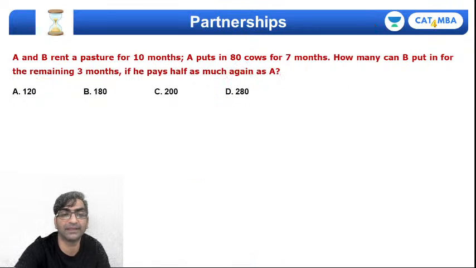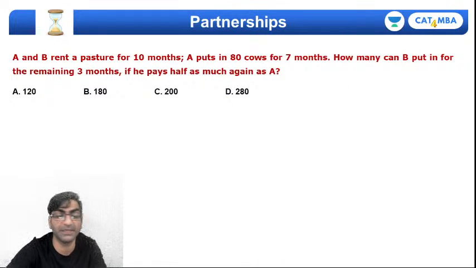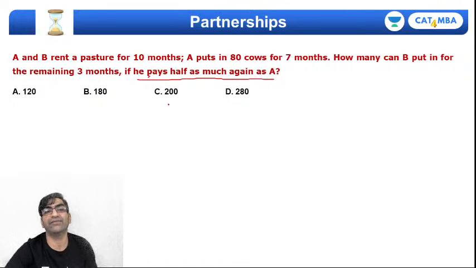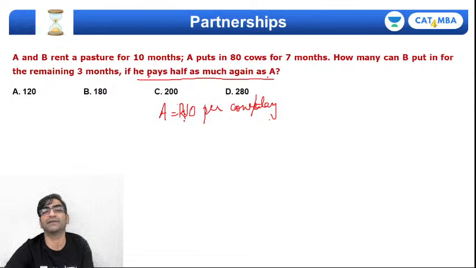Okay, I think the meaning of this statement must be different, right? He pays half as much again as A. What does that mean? It means every day the money he pays per cow is half as much as A pays. So let's say A pays 10 rupees per cow per day. This is what A pays. Then clearly B pays half as much, only 5 rupees per cow per day.